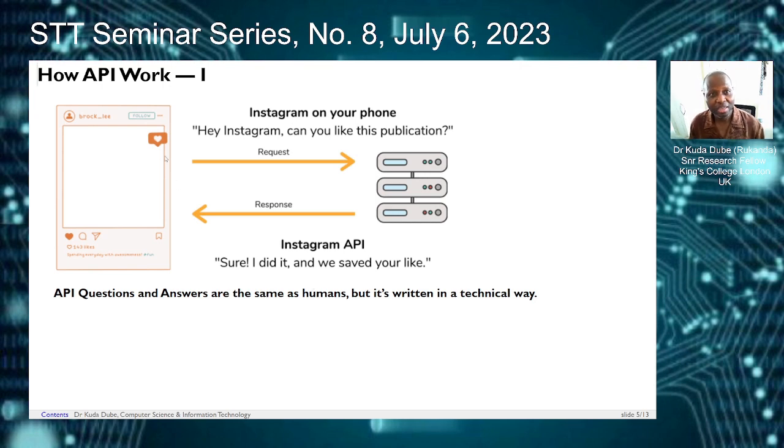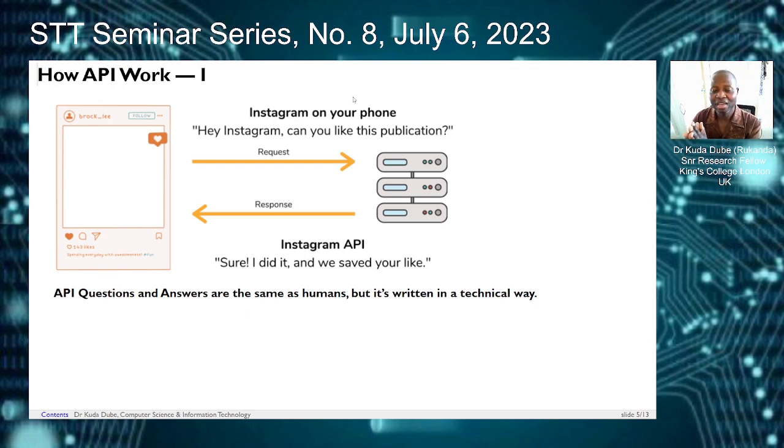In this diagram here, you will see that normally a user, maybe your mobile phone, can make a request, in this case to Instagram, which has an API for all the pictures and photos that are saved by people on Instagram.